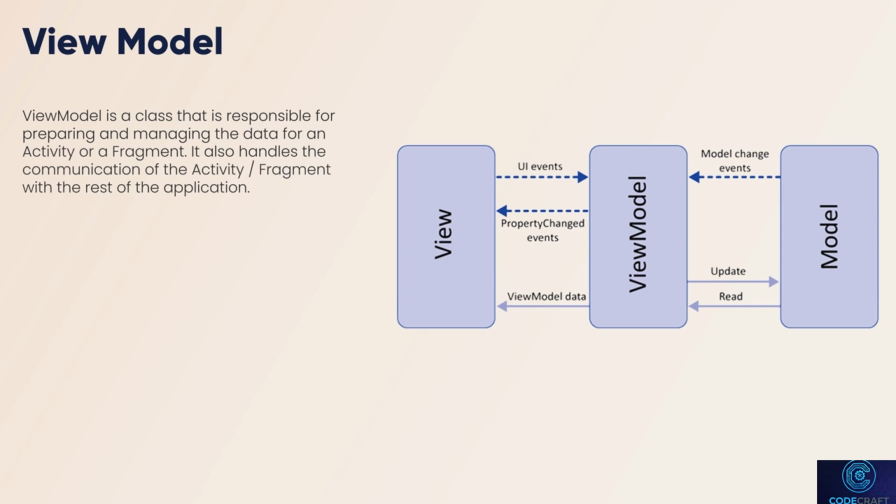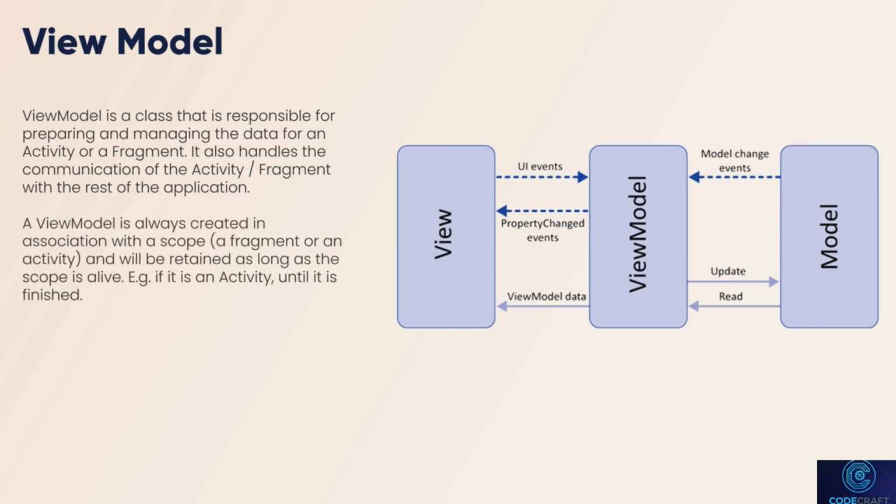View model is a class that is responsible for preparing and managing the data for an activity or a fragment. It also handles the communication of the activity or fragment with the rest of the application. The view model is always created in association with a scope, a fragment or an activity, and will be retained. It will be preserved as long as the scope is alive. For example, if it is an activity, until it is finished.